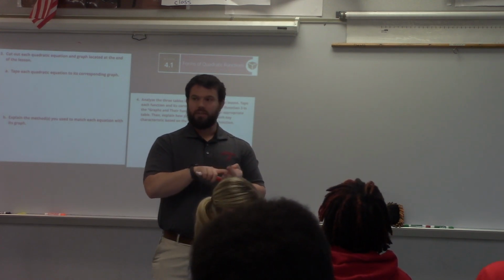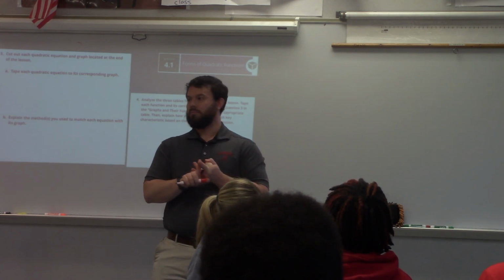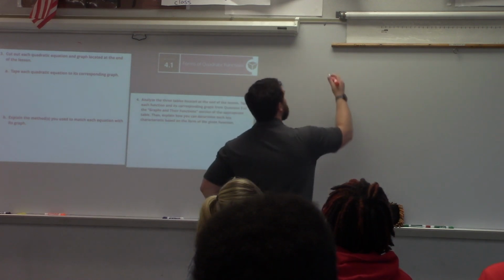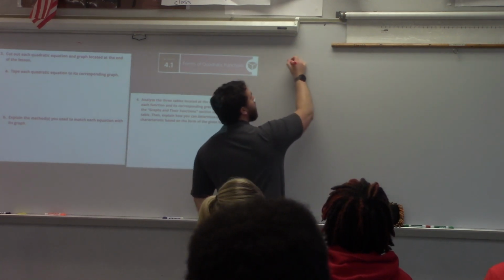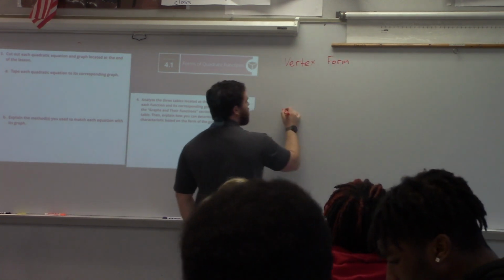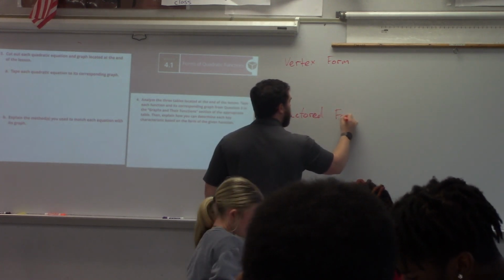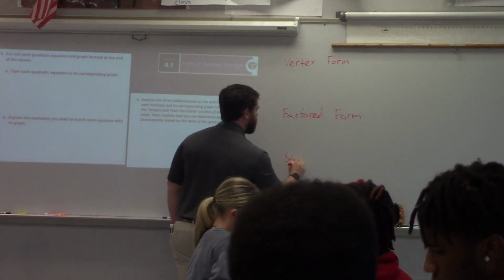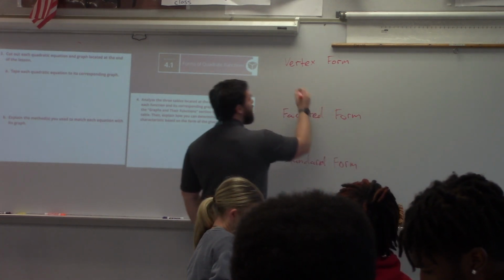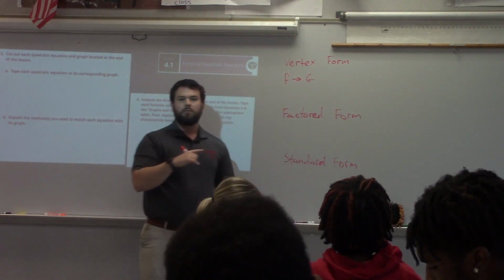If there's 9 equations, how many of them do you think are in vertex form? Probably 3 of them. How many in standard form? 3. And how many in factored form? 3. So for every group, I want you to write vertex form. I want you to identify factored form. And I want standard form. And then if you think equation F goes with graph G, show that.